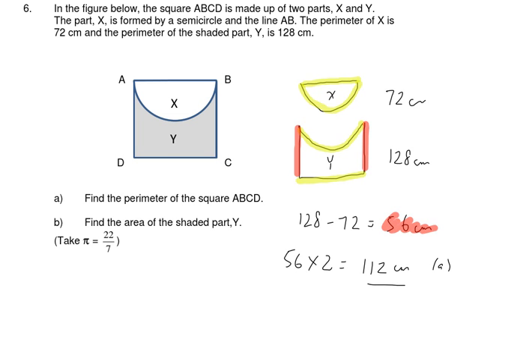Now, you want to find the area of the shaded part Y. It is simply the area of the square minus the area of the semicircle, right? Anyone has any problem doing this? Anyone has any problem? If not, then I'll move on to the next question.